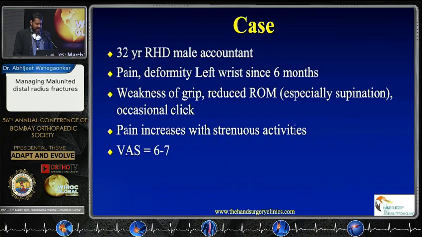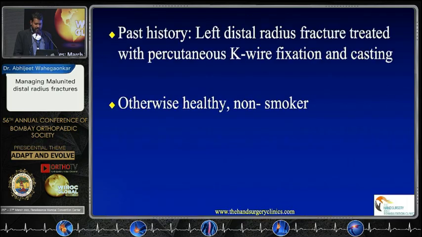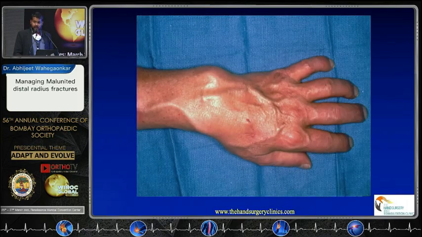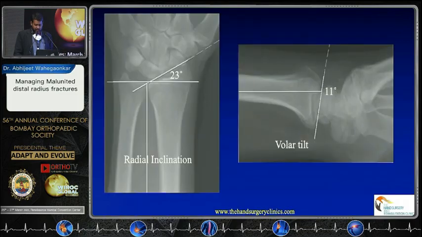Here's a case. A 32-year-old right-hand dominant male accountant came with a deformity of the left wrist. He had a fall, with complaints of weakness of grip strength and reduced range of movement. He is otherwise healthy, and he had some percutaneous fixation with casting done. The clinical findings are listed on this slide. I won't belabor this, and this is how his hand looked. It doesn't take too much rocket science to understand what's going on.